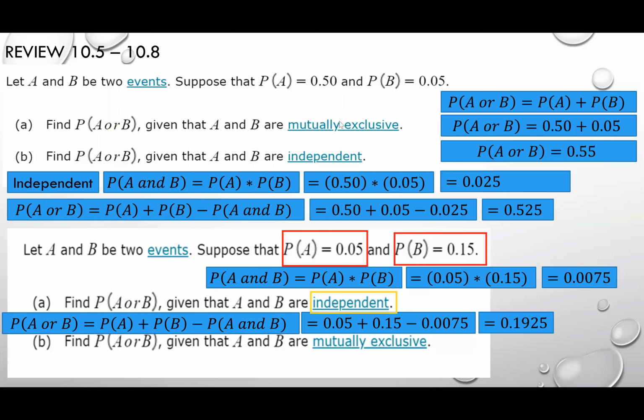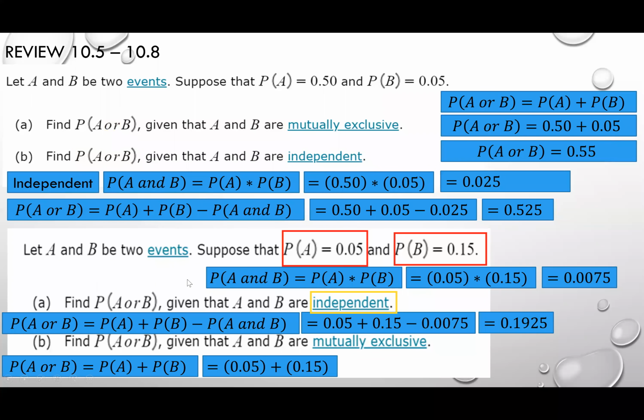Because mutually exclusive is very easy. If the condition is mutually exclusive, all you need to do is take the two items, add them up, and call it a day. You are done. So for mutually exclusive, you take the two and add them up, that's your answer. If it's independent, then you have to multiply them and then subtract that from the addition, which is the mutually exclusive answer.